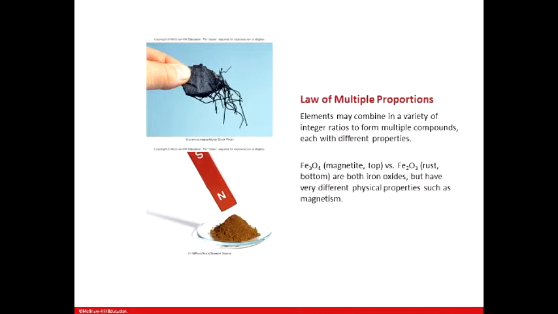And there's a law, and it's called the law of multiple proportions. Elements may combine in a variety of integral ratios to form multiple compounds, each with a different property. In other words, the same elements can combine in different ways to give you different compounds that have the same elemental composition, but that elemental composition is put together at a different ratio, and therefore we have different properties. For example, Fe3O4, magnetite, which is shown at the top.